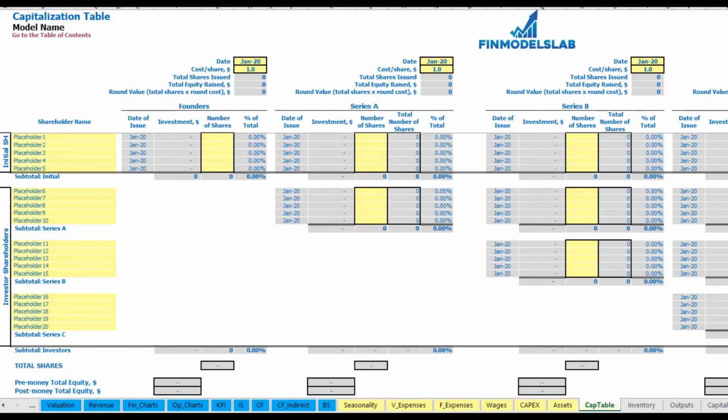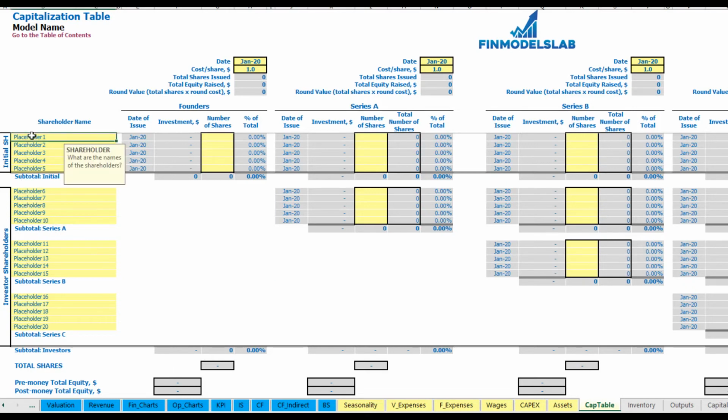On the capitalization table, you can input different founders' and investors' contributions, broken down by different dates of funding, with different cost of share for each series, and you can see the dilution of shares after each round, and pre-money total equity and post-money total equity.